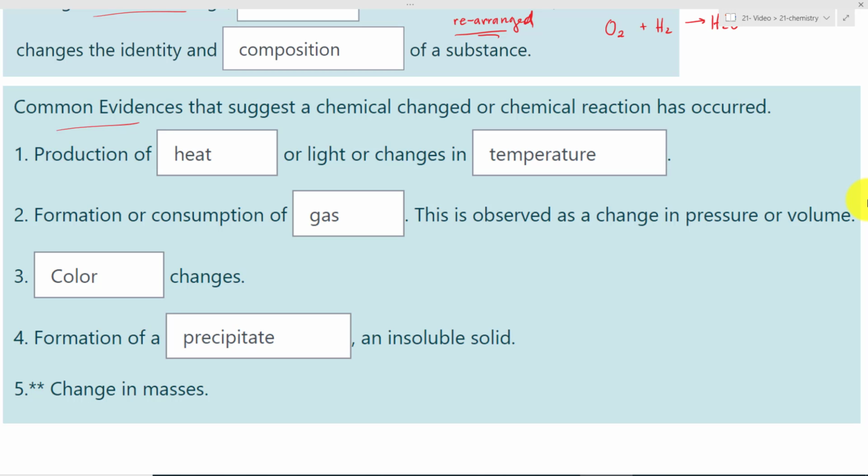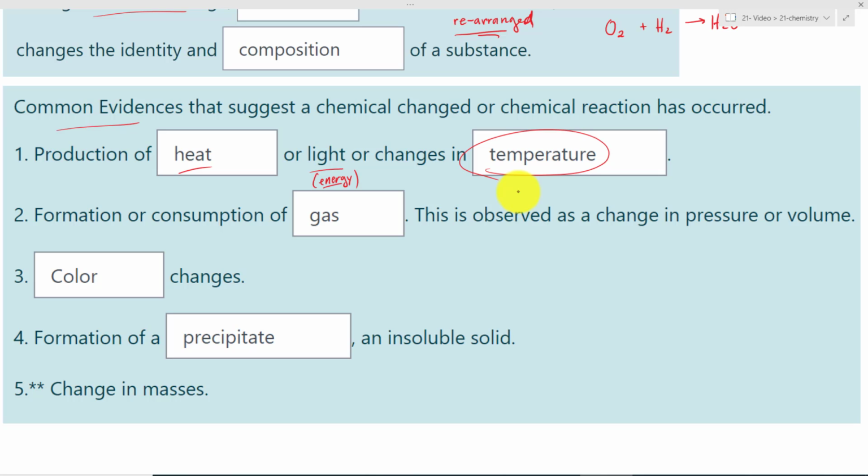Now we are going to look at common evidences that a chemical change has occurred. So basically, when there's a chemical change, there is a chemical reaction that has occurred, okay? Now, a common evidence is heat or light. Light, again, is basically a form of energy. So when there are changes in energy, and again, heat, light, energy, represented by temperature.